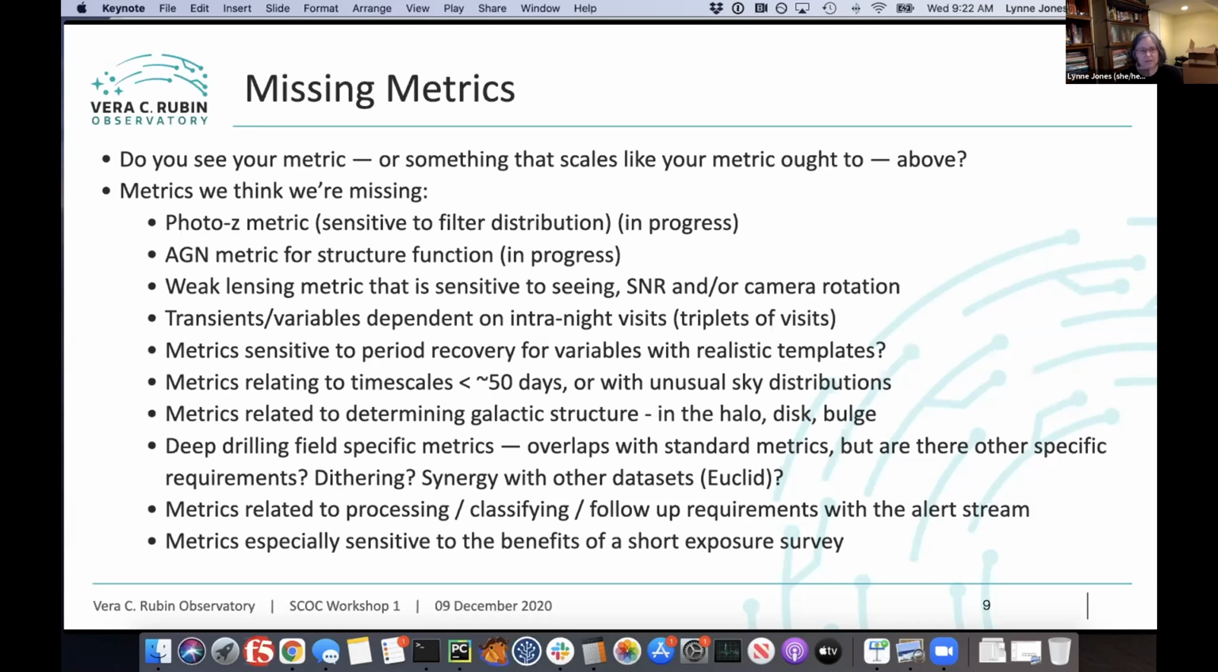And metrics that are especially sensitive to the benefits of a short exposure survey, which I have heard is in progress. So we'll see that. That short exposure survey being the sort of 1 or 5 second visits.